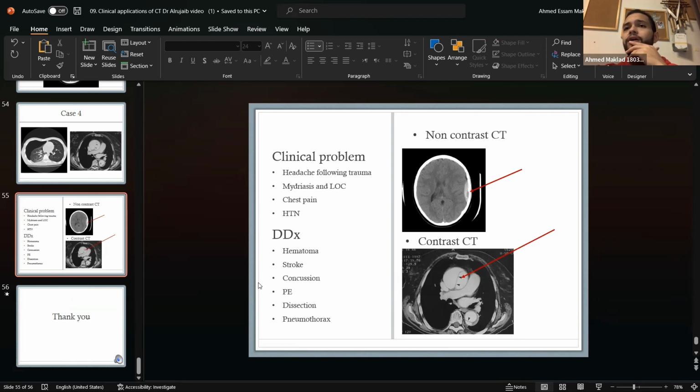Type B is only descending or the aortic arch. What differentiates between type A and type B is the involvement of the ascending aorta. If it involves the ascending, it's type A, and this is surgery. If it involves the descending or the aortic arch, this could be managed with medications.